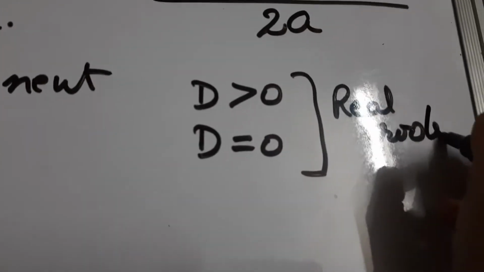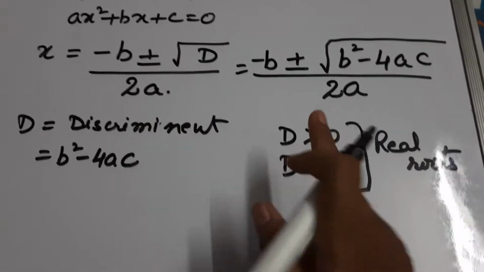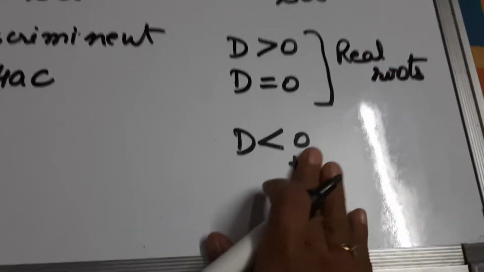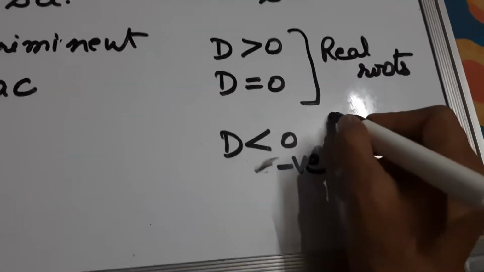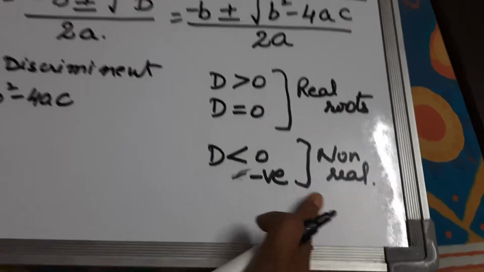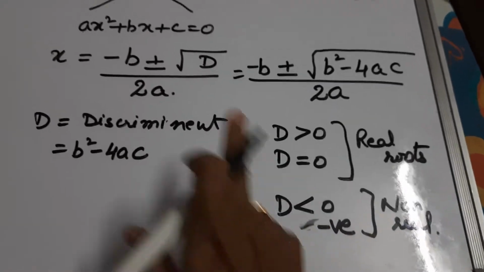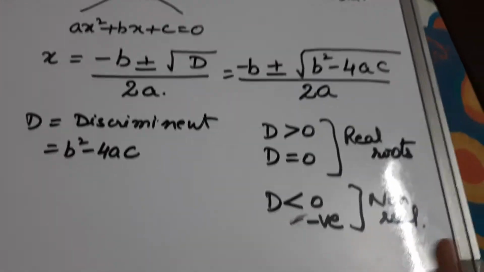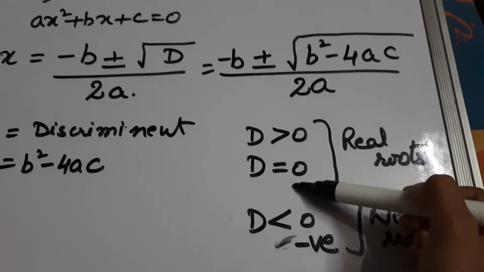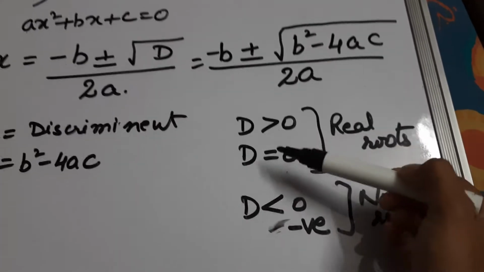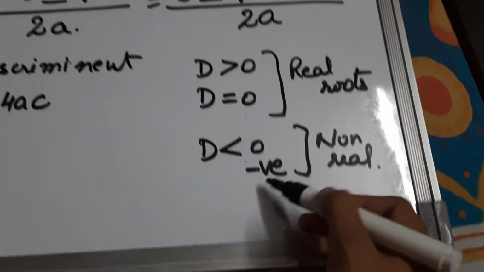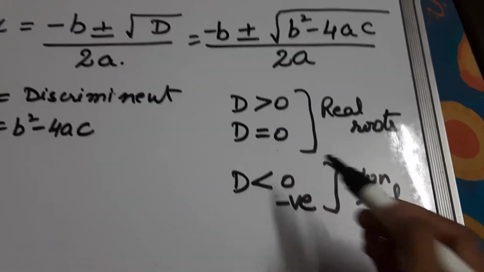So whenever we get real roots we will apply this formula, but if we get discriminant less than 0, that means negative value, then the roots will be non-real roots, and in that case we will leave the question there only. We will not use the formula to get the roots. So we will solve the equation only in these two cases, when the roots are real and distinct and when the roots are real and equal. But we do not solve the equation when the value of discriminant is less than 0.